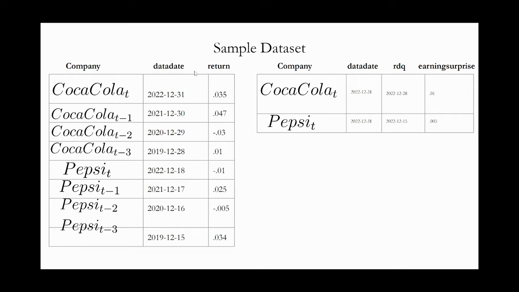Okay, and now what we want to do is bring these two tables together. And why would we want to bring these two tables together? Well, we might want to regress the 3-day return for Coca-Cola on earnings surprise. So we might want to put these three returns together and then regress it on the earnings surprise. So let's look at how to do that, how to bring these tables together.